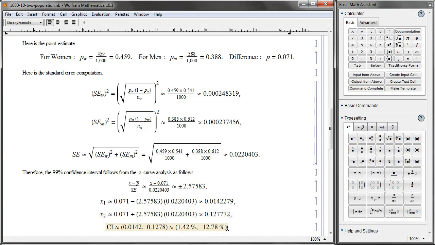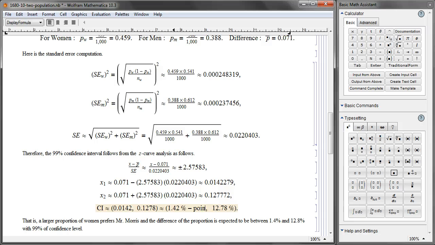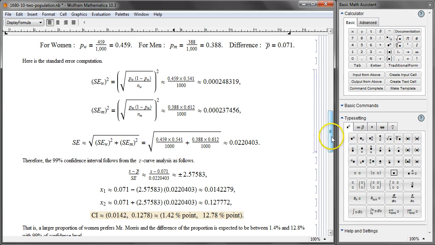And then the difference between women and men's is between 0.0142 to 0.127 something, or in terms of percentage, 1.42% to 12.78%. Excuse me, 1.42 percent point and then 12.78 percent point. Not percent, excuse me. I should have said percent point.